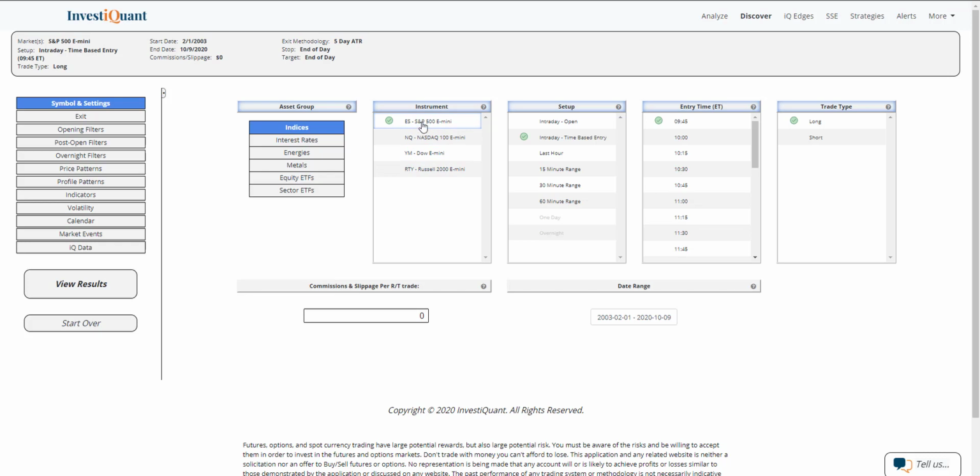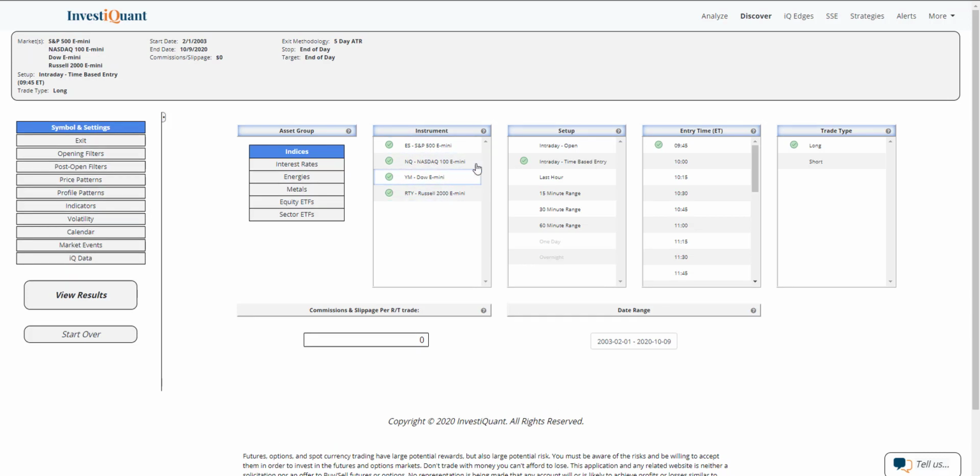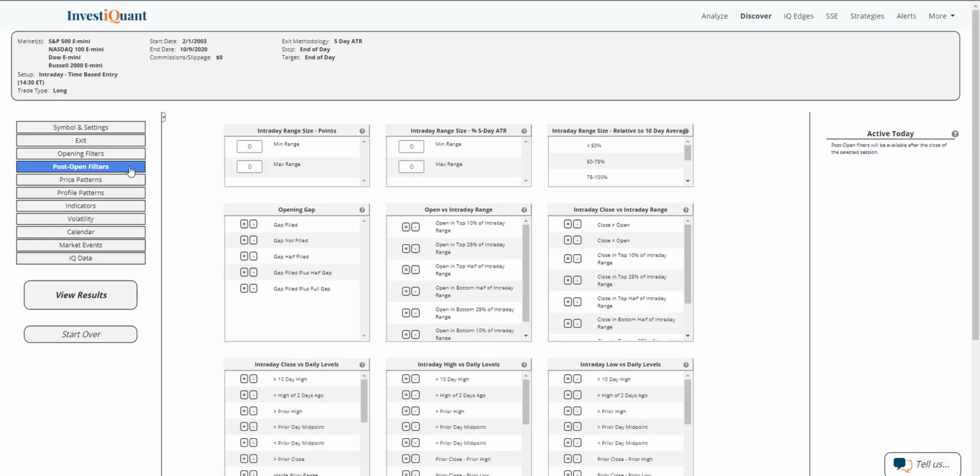I've got the S&P, the NASDAQ, the Dow, and the Russell selected. I'm going to use an intraday time-based entry that's going to be getting long at 2:30 p.m. Eastern Time. It'll exit at the close, which is 4:15 p.m. Eastern Time. Next, I'm going to go into the post-open filters, and this is where I can add a little bit of context around the price action that we've been seeing so far today.